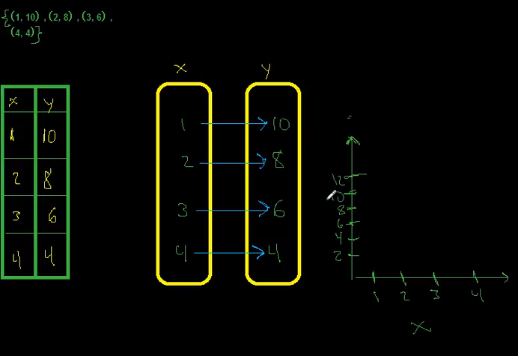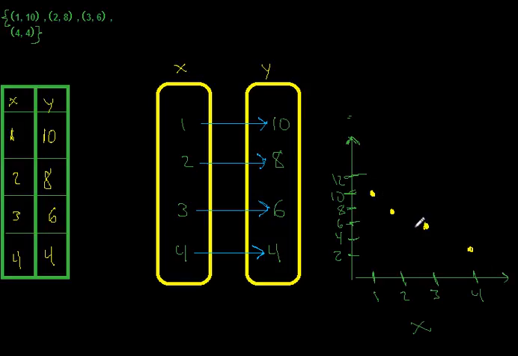Now let's go ahead and plot these points. Well, my 1 is actually related to or connected to 10. So I have a point up here. My 2 connected to an 8. My 3 to a 6. And my 4 to a 4. So now notice these discrete points. This is a discrete graph.